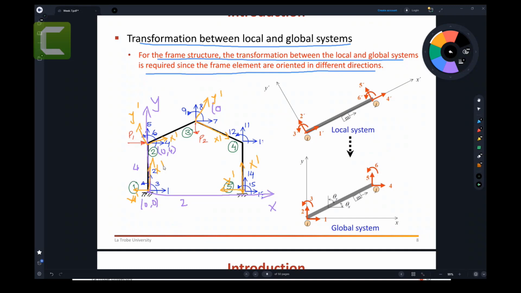So we need some kind of relationship between the local and global systems. We might have a theta relationship because of the orientations. You can look at this as X and Y, but these are at some angles.